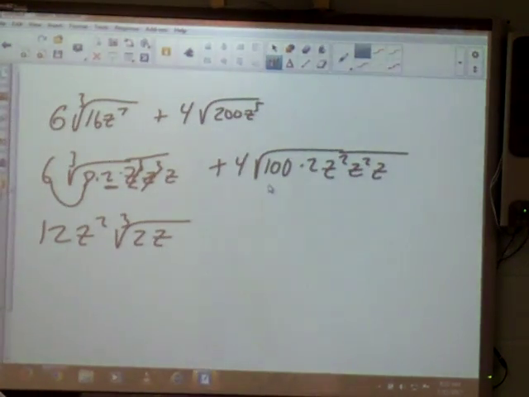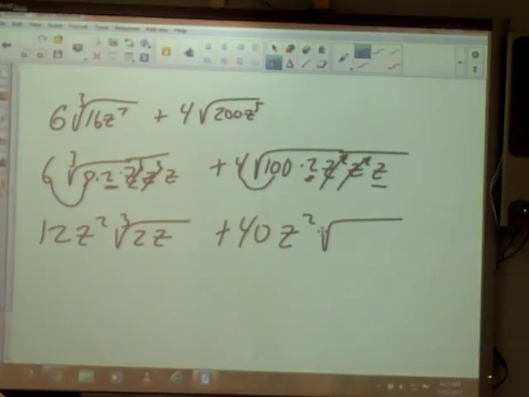Alright, square root of 100 is 10. There's already a 4 out there, so 10 times 4 is 40. The 2 has got to stay. Square root of z squared is z, and I've got 2 of those. So then that z will have to stay. So I've got a 2z in there.